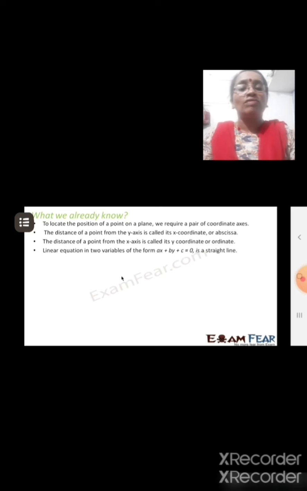Then one more thing you have studied, application of coordinate geometry in drawing the graph of linear equation. Linear equation of two variables of the form ax plus by plus c is equal to 0. If you plot the points, find the solution, plot the points and draw that, you are going to get a straight line. So that is also one more thing that you have studied about this topic or application of this topic.